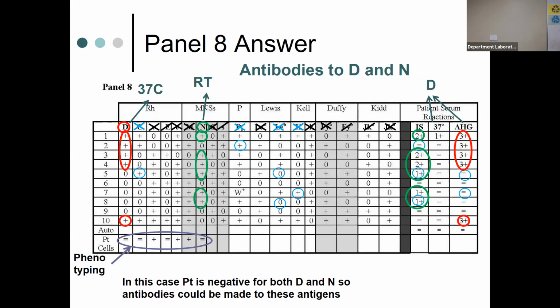What does that tell us? Can he build the antibody? Yes, all right? And he is N negative, all right? So that further confirms that he has the ability to have anti-D and anti-N in his plasma, all right? What do we know? How has this patient probably built anti-D? How did he get that? A transfusion.